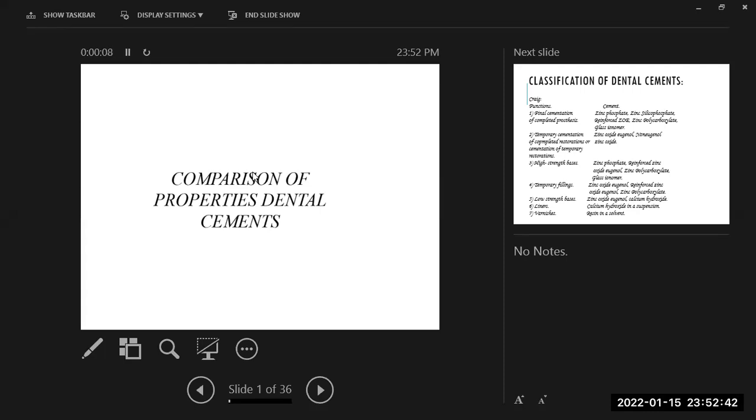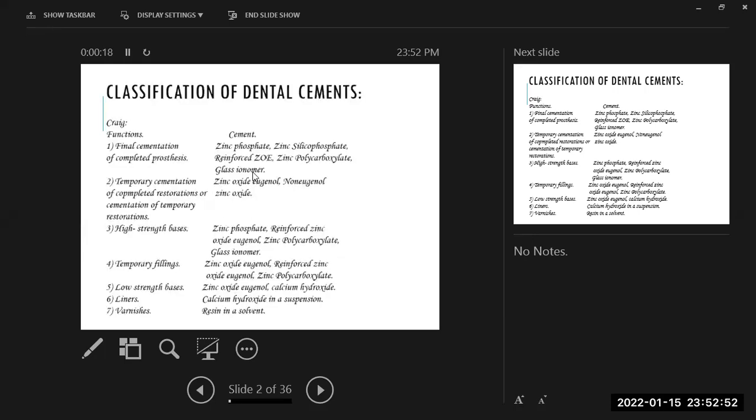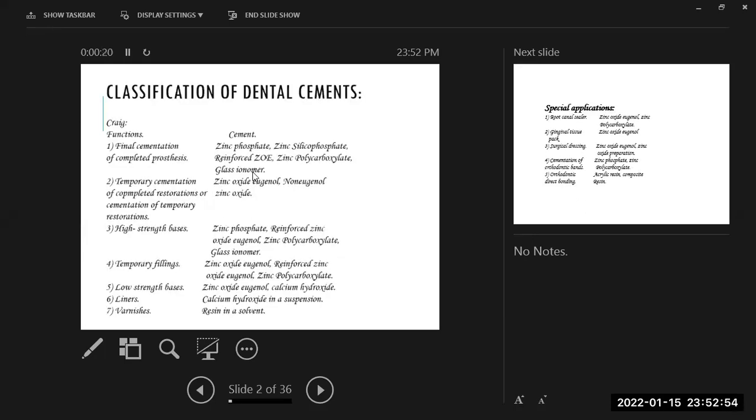Hi all. Now let us see about the comparison of the properties of different dental cements. These cements can be classified into various types, and one such classification is given by Craig, who has classified the cements based on their functions, like for final cementation of the completed prosthesis.